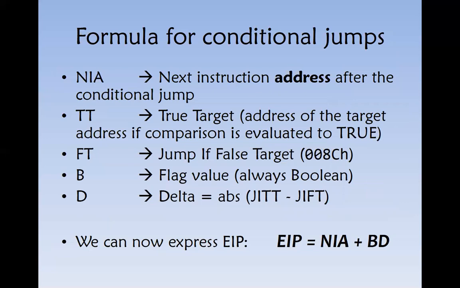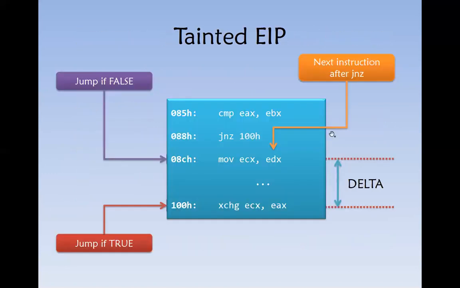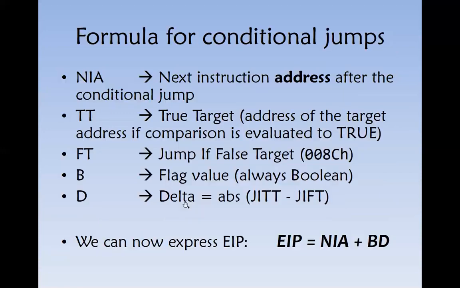So NIA is the next instruction address after the conditional jump. TT is the true target, which is the address of the target if the comparison evaluated to true. Sorry, true would be 100, and the false target, FT, is 8CH, the very next instruction. And B is the flag value, which is always a Boolean, and D is the delta, which is the true target minus the false target, the absolute value.